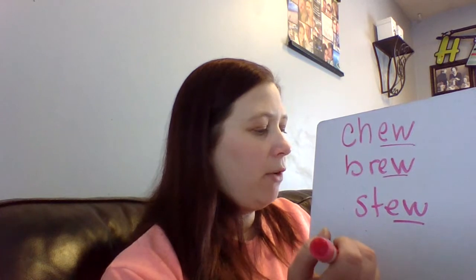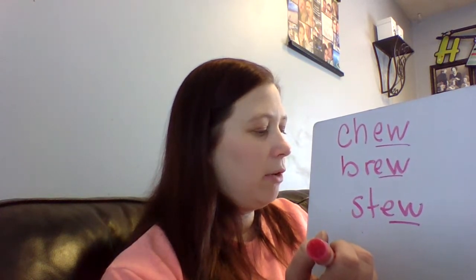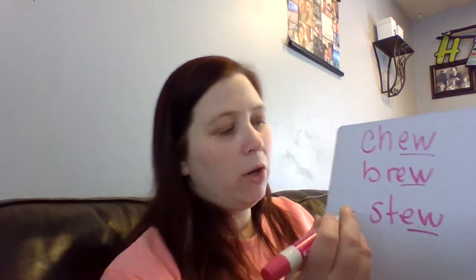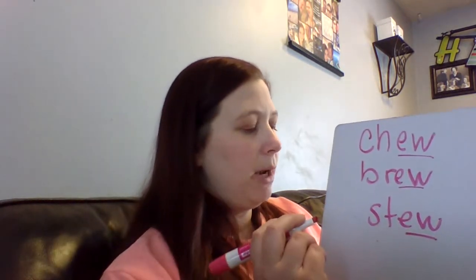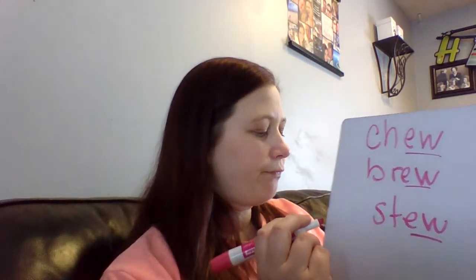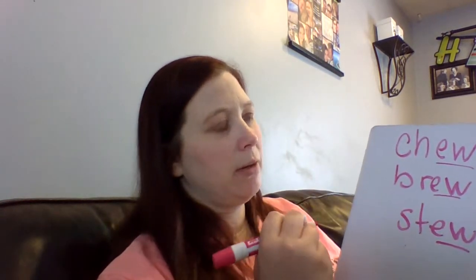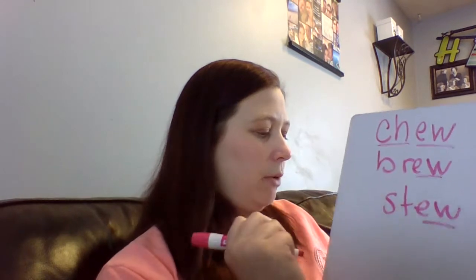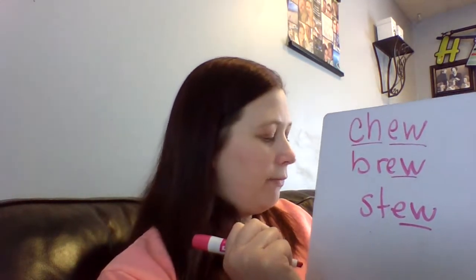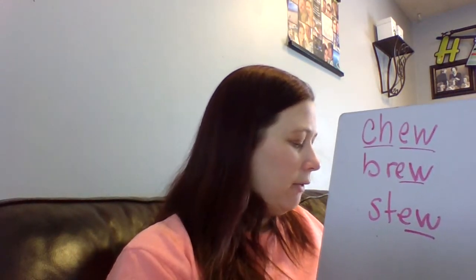So is this a vowel digraph or a consonant digraph? We call it a vowel digraph, EW. All right, and we code it by underlining. And then if we were coding these words, we would underline our CH, but then otherwise they would be done for being coded.